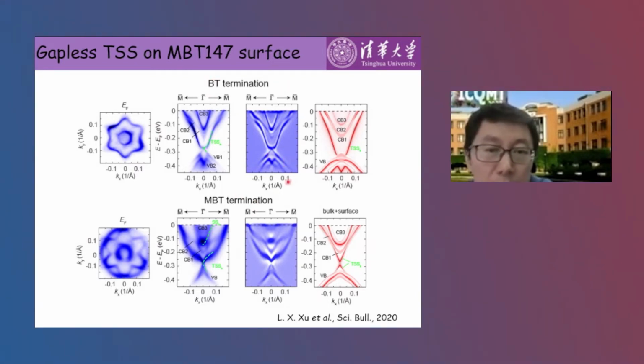The experiment shows gapless surface state on both terminations, and the overall electronic structure measured is consistent with the calculation, except that the surface electronic structure in the calculation is gapped in the manganese bismuth telluride termination. Briefly speaking, the situation in 147 is quite similar to the situation in the 124 system. We believe that there is a unified mechanism diminishing the surface gap in both materials.